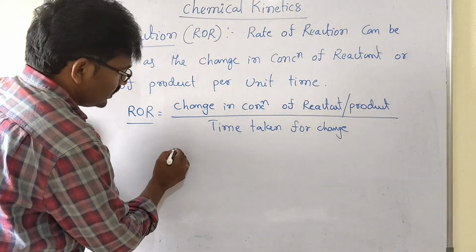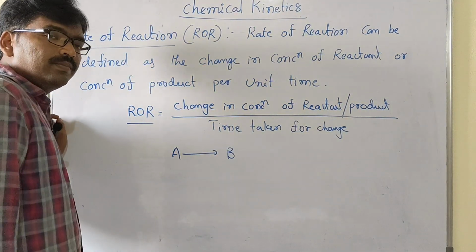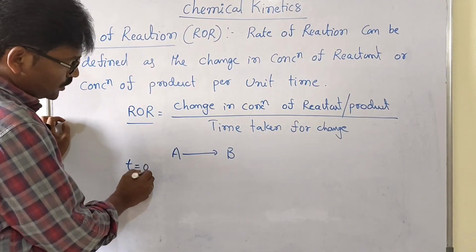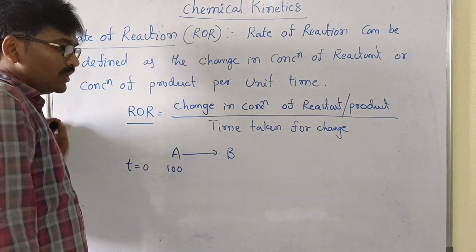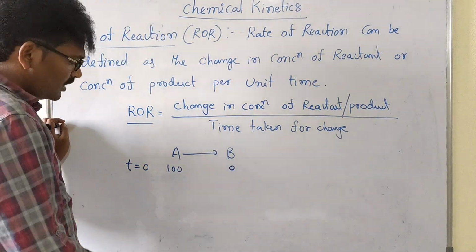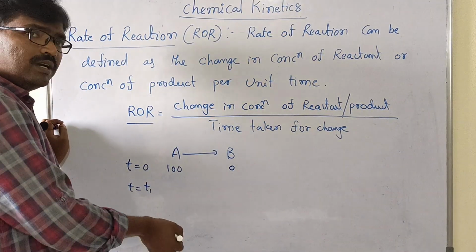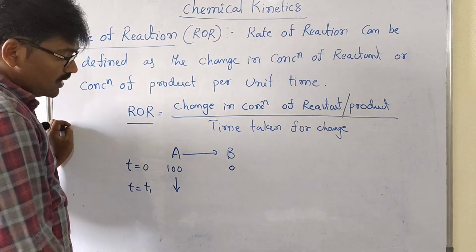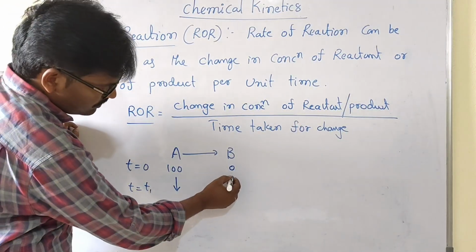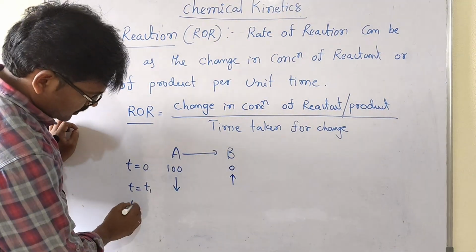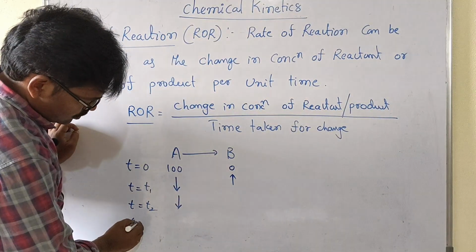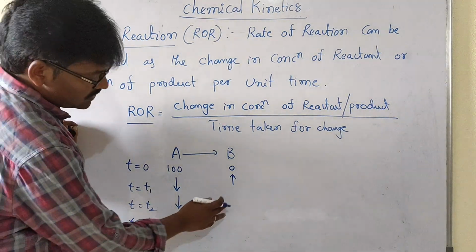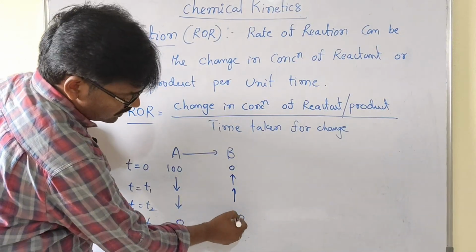For example, A gives rise to B, this is one of the reactions. The initial concentration when time t equals 0, just assume 100 molecules of A will be there, and B is 0. After some time, 10 minutes or t1 minutes, the reactant concentration decreases, and in the same time the product concentration increases. If you take some more time, t2, it decreases further. At the end, the concentration of A becomes 0 and the concentration of B becomes maximum, 100.